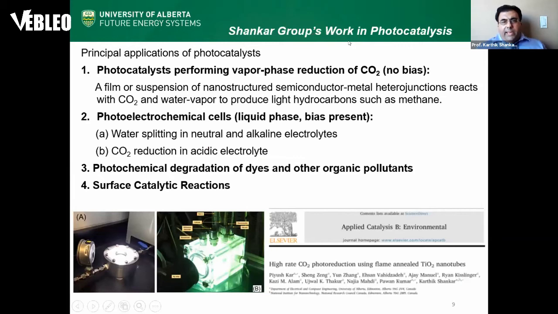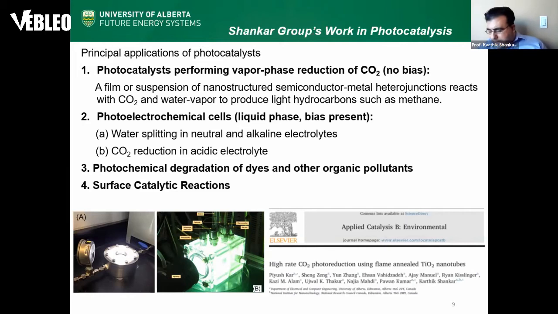So now I move to my group's work in photocatalysis, and some of the reactions that we have been looking at are gas phase photoreduction of carbon dioxide, photoelectrochemical cells, water splitting in neutral and alkaline electrolytes, and carbon dioxide reduction in acidic electrolyte, the photochemical degradation of dyes and other organic pollutants, and surface catalytic reactions, such as, for instance, the reduction of nitrobenzene thiol to its azobenzene, etc. So all of these reactions are important.